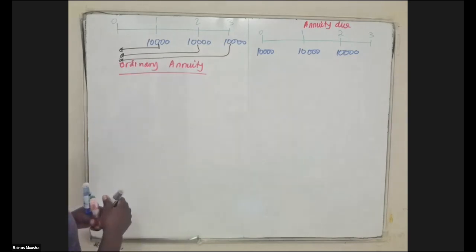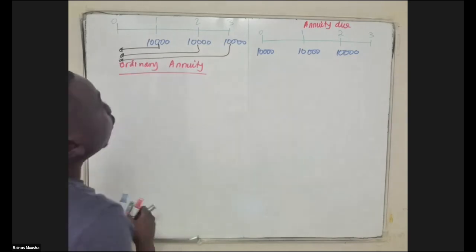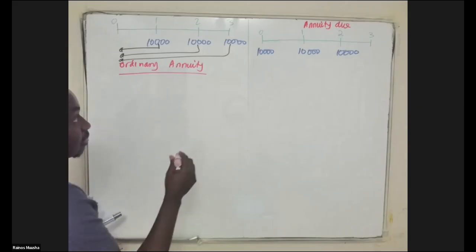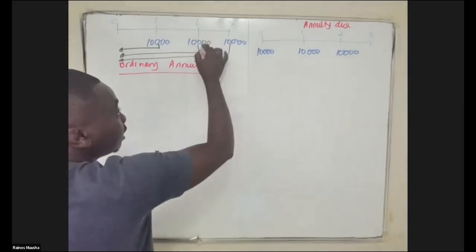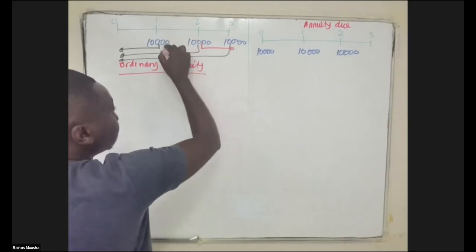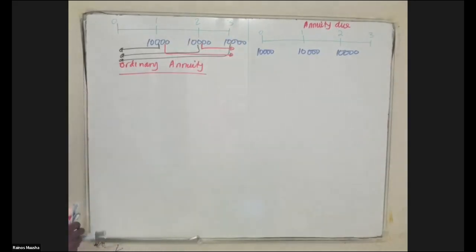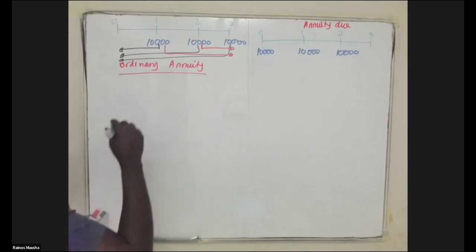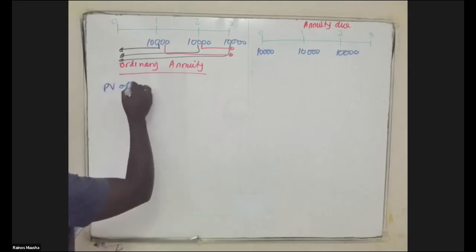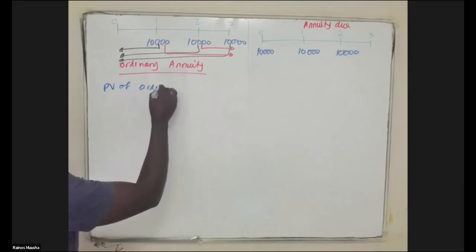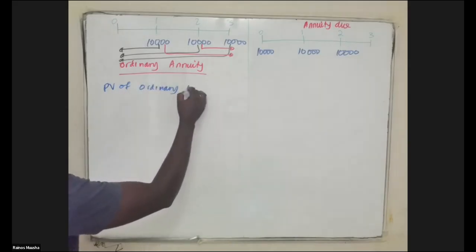Or you can be asked to find the future value of this ordinary annuity. And if it's the future value of the ordinary annuity, it means you're compounding these cash flows into the future. So let's first look at a scenario where we are finding the present value of an ordinary annuity.